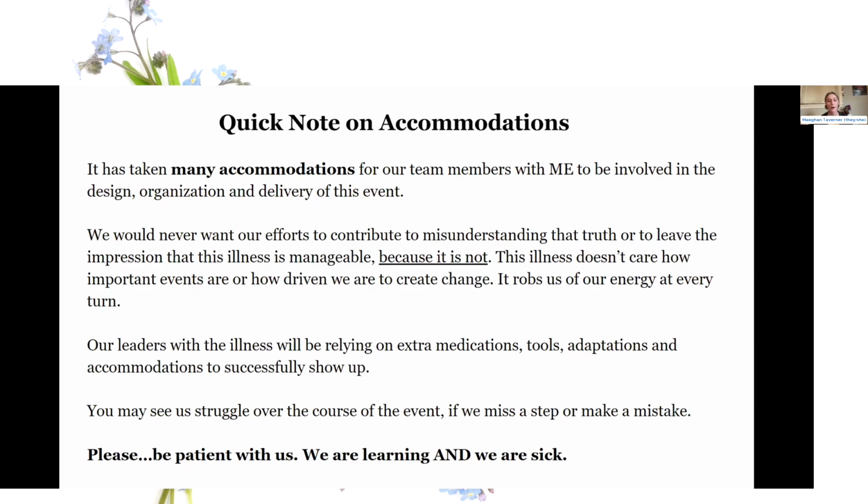This illness doesn't care how important events are or how driven we are to create change. It robs us of our energy at every turn. And though you may or may not see it over the course of the conference, our leaders with the illness will be relying on extra medications, tools, adaptations, and accommodations to successfully show up. You may see us struggle over the course of the event. If we miss a step or make a mistake, please be patient with us. We are learning and we are sick.